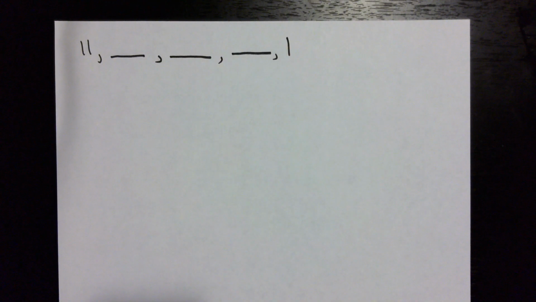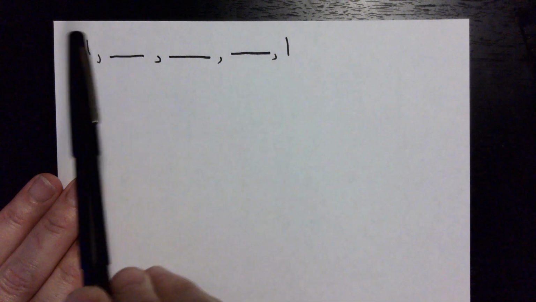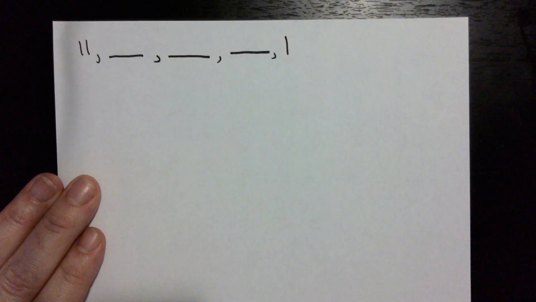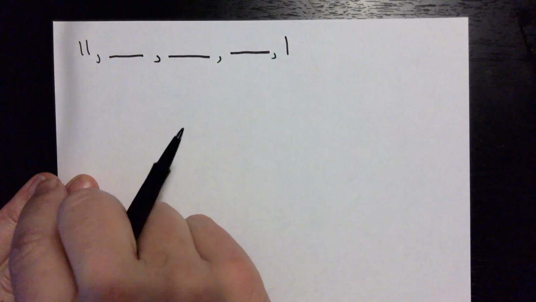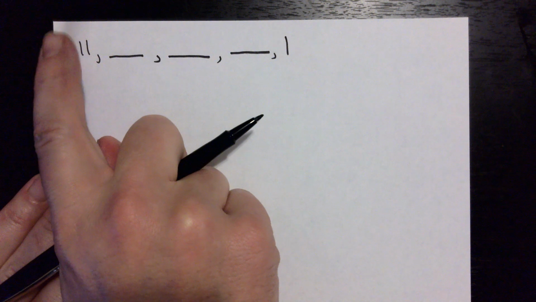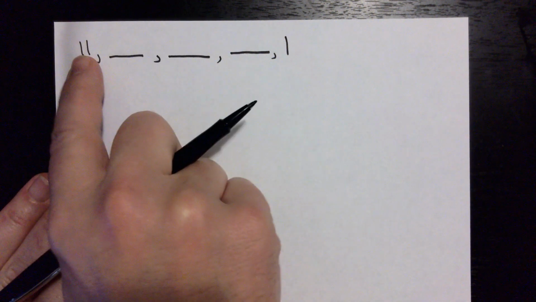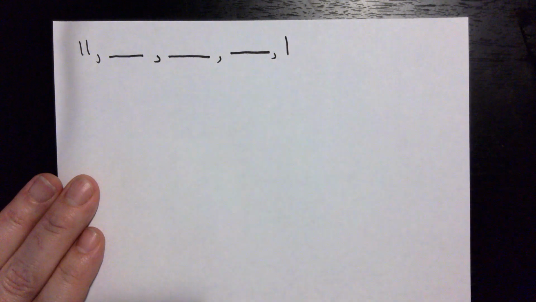Okay, for our next one, we are starting with 11. We're missing 1, 2, 3 terms, and we have the first and the fifth term. So in order to get from the first to the fifth, remember we're multiplying because this is a geometric sequence. We multiply 11 times r to get this one, 11 times r squared to get this one, 11 times r cubed to get this one, and 11 times r to the fourth to get this one.